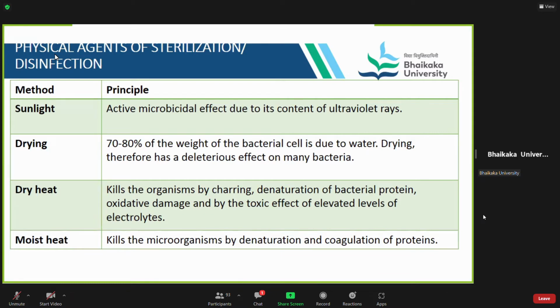Okay. Why moist, Ratnam? Why do you think you are correct? Moist heat is going to be more effective in terms of killing. But why? Yes, please make an effort. Why is moist heat better than dry heat? One of the most common questions asked in viva.